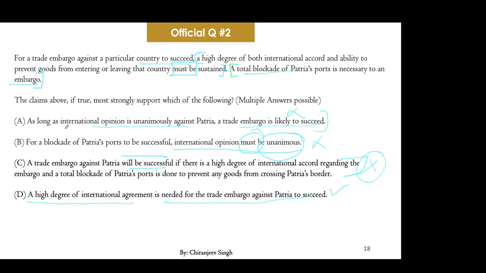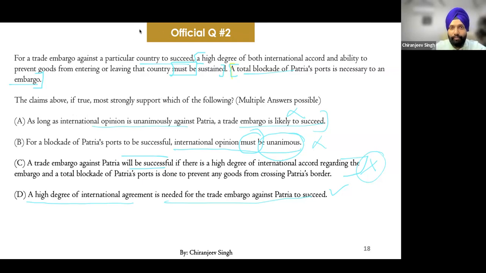Is it because of the last sentence? A total blockade of Patria's port is necessary to an embargo. Yeah, so option B is talking about a blockade, that this is necessary. Right? For a blockade to be successful, this must be unanimous. We know that this blockade is necessary to an embargo.